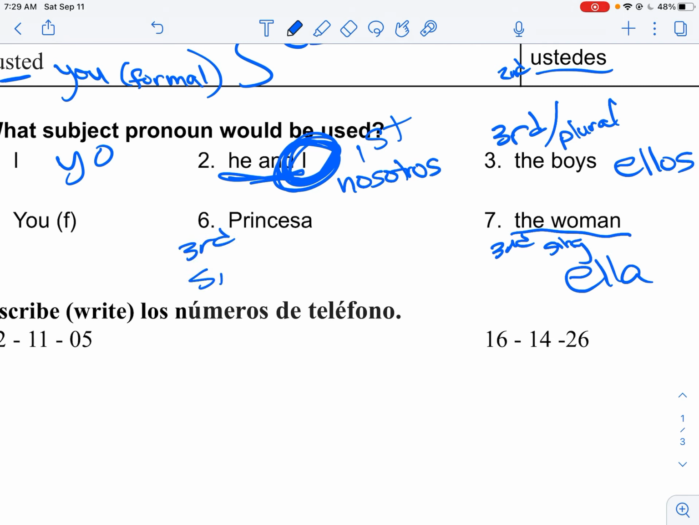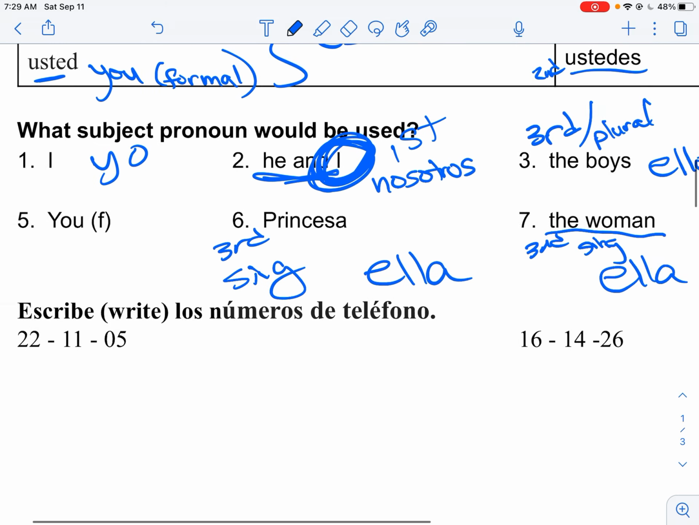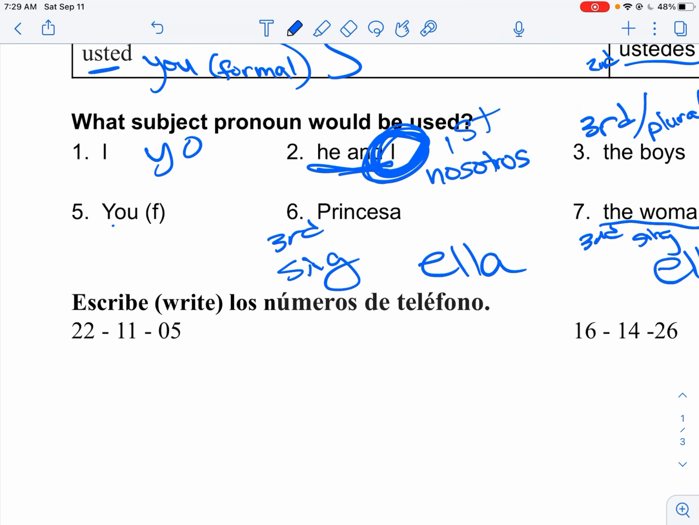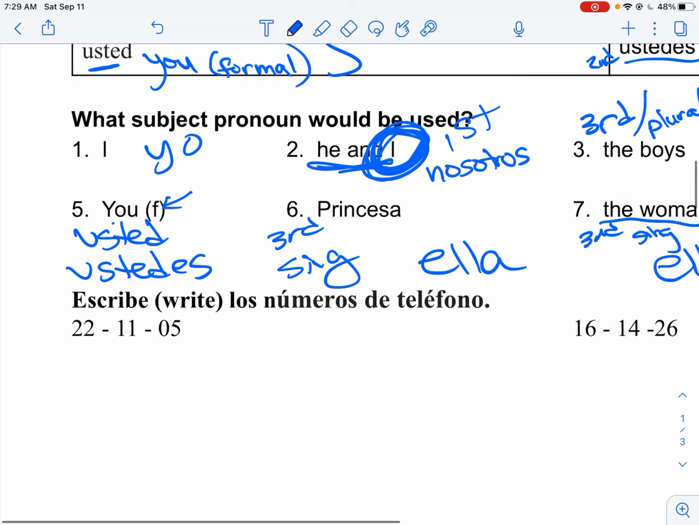Princesa. Princesa is third person and again it's singular. So it would still be ella. Now, you, and it's formal. I didn't say it was singular or plural, so you could have usted or ustedes. But it's formal, so it needs to be the formal form.